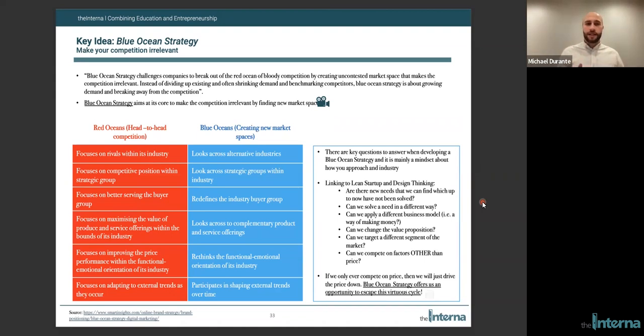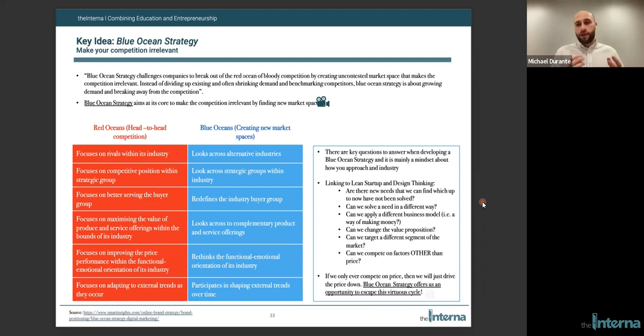A red ocean is essentially a part of the marketplace, or the industry in which you're playing, or in which your idea exists, where there is a lot of head-on competition. This means that quite often when you're going into an industry, there's a lot of focus on the actual rivals in those positions. You're focusing on serving a buyer group that's already there in a more efficient and better way. And quite often the focus within a red ocean is competition on price.